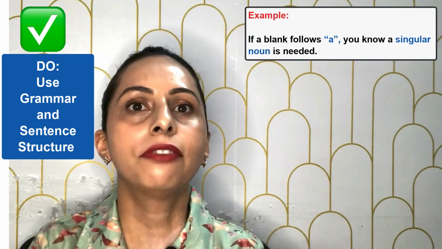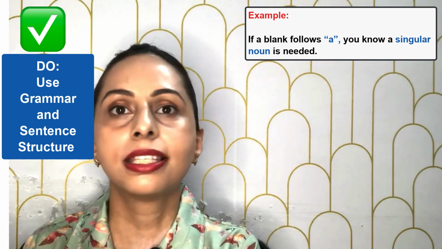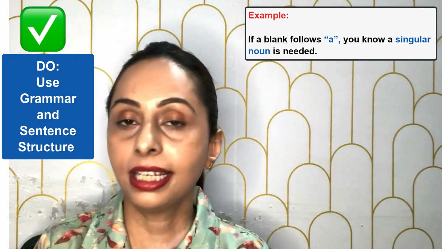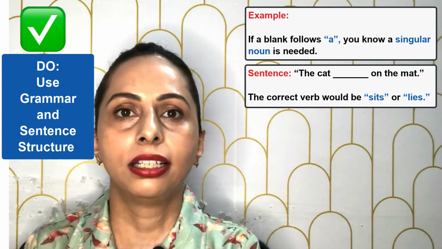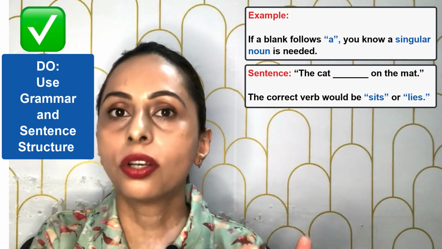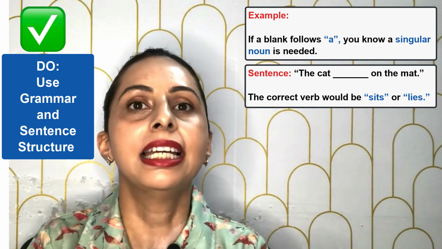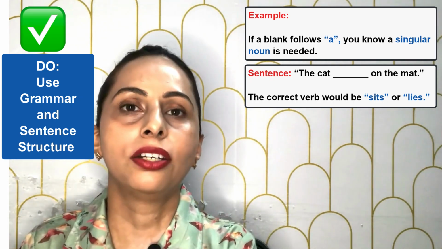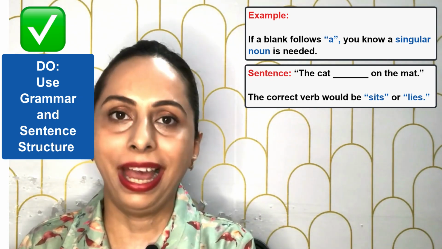Let me give you an example. If a blank follows, you know a singular noun is needed. Let's make a sentence. The cat blank on the mat. So what would be the correct verb? It would be sits or lies. So the sentence will be: the cat sits on the mat, or the cat lies on the mat.